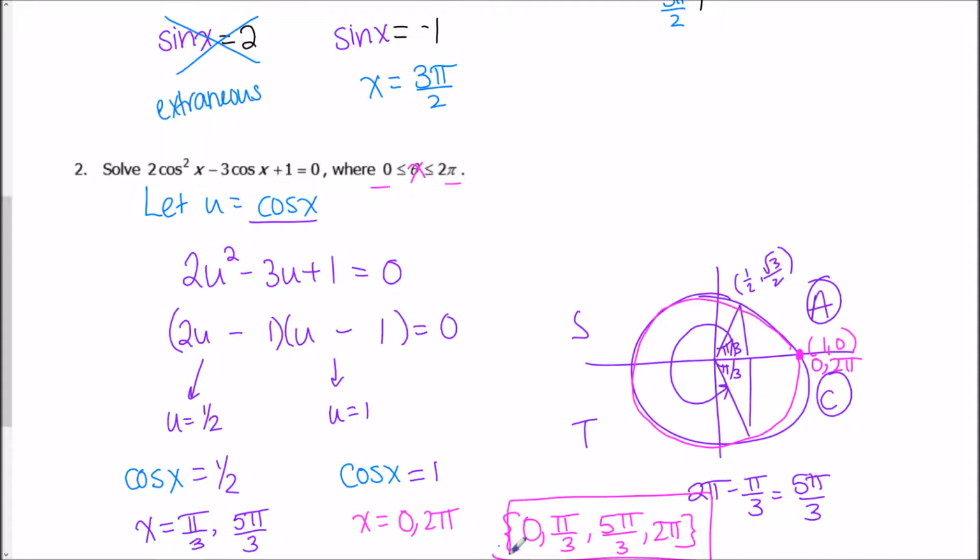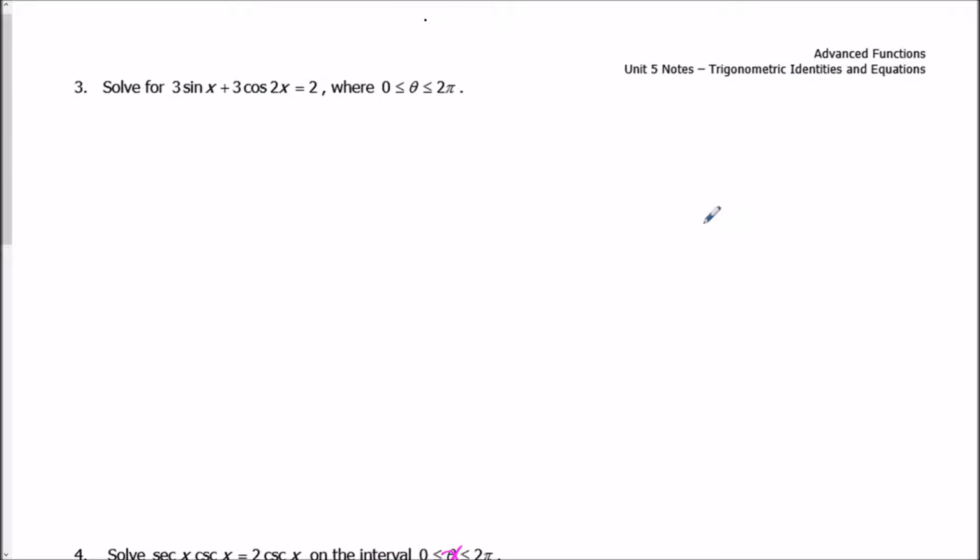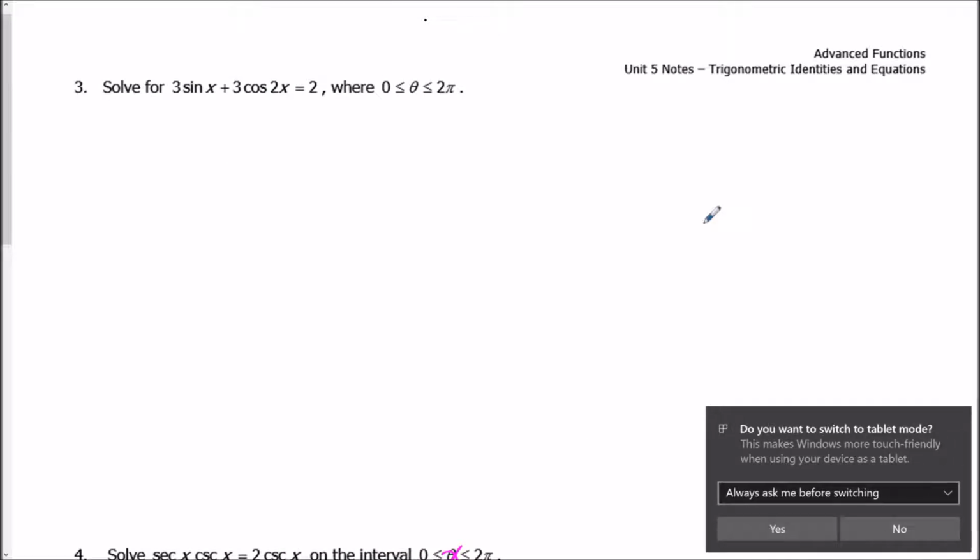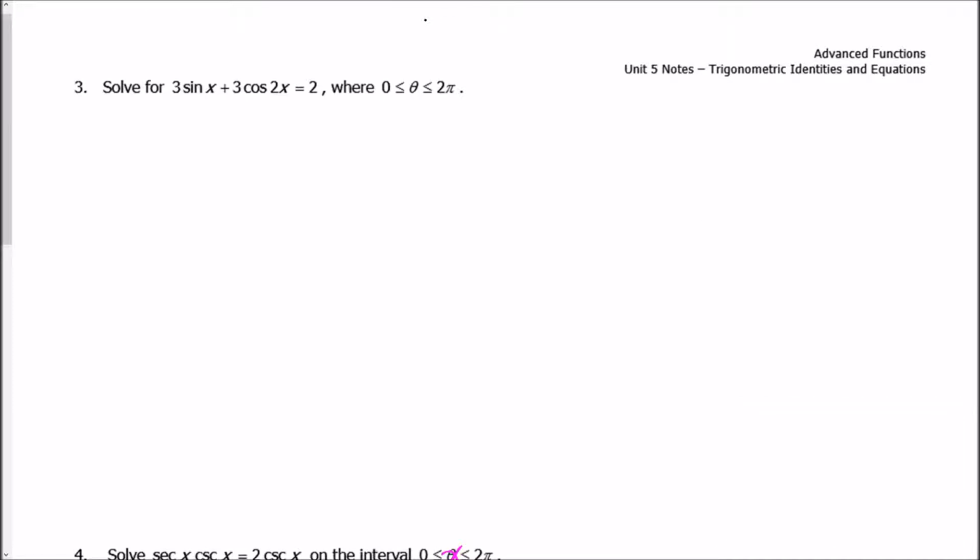Okay? All right, so for number 3, it asks us to solve 3 sine x plus 3 cosine 2x equals 2, where x is between 0 and 2 pi. So what I'm going to do is take a look and see I've got sine x and I've got cosine of 2x, and I need everything as much as possible to be the same trigonometric ratio.